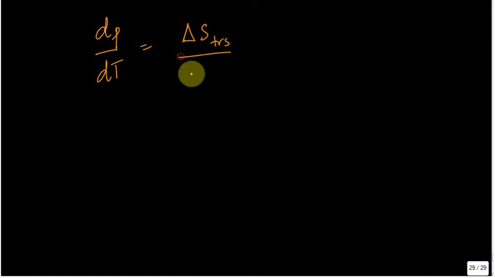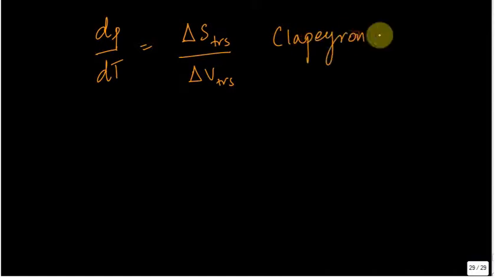Okay. So yesterday we had stopped at this point. I think we had seen dP/dT is equal to delta S transition by delta V transition, right? And that was the Clapeyron equation. And this is an exact equation, okay?